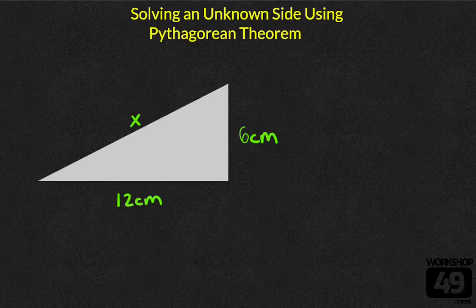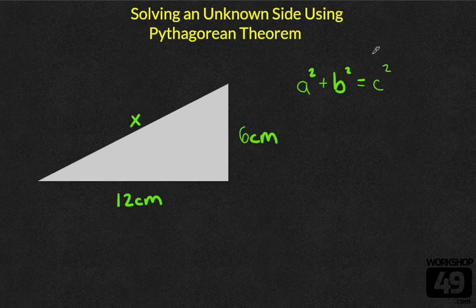Hey everyone! In this video we are going to be solving an unknown side using Pythagorean theorem. We're going to do two different examples to show you the two different ways that Pythagorean theorem can be used. So our equation that we're going to be working with, it's a famous one. It's a squared plus b squared equals c squared.